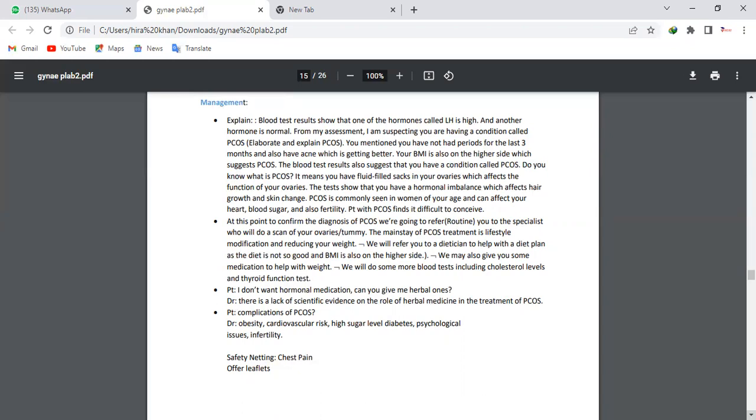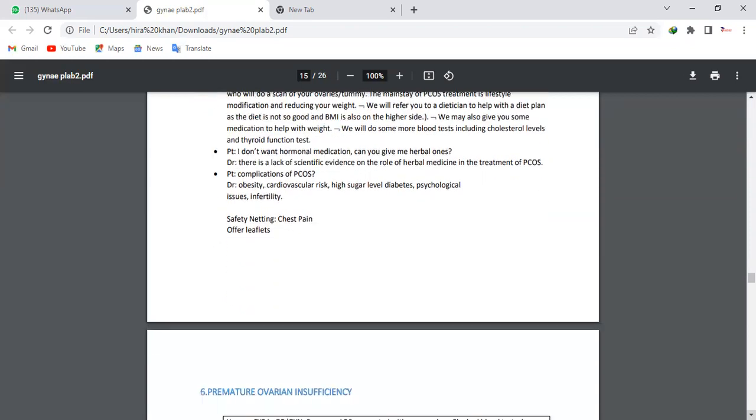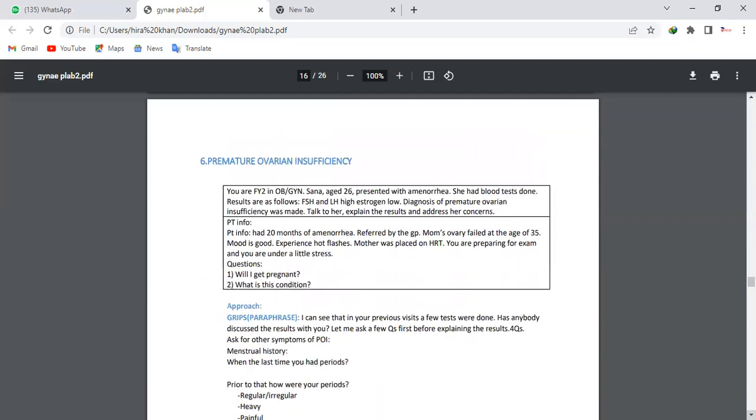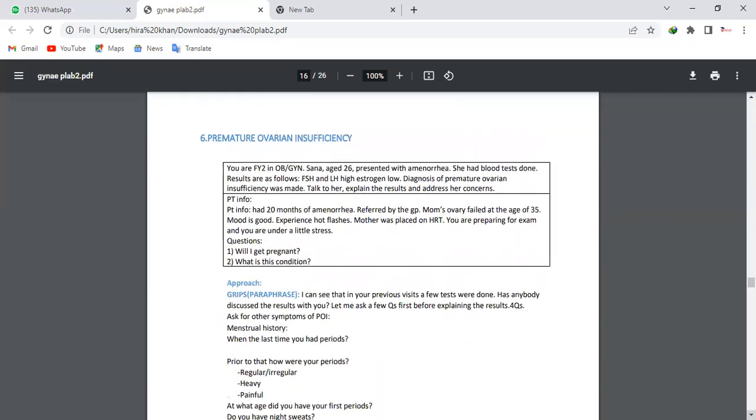Okay. And then the safety netting is chest pain. Why chest pain? Because with PCOS there are complications, like it can cause obesity, cardiovascular risk, psychological issues, infertility. So keeping in view the cardiovascular risk, the safety netting is chest pain. And also say suicidal thoughts. If the patient's mood is low, you can say, if you have any suicidal thoughts, you can come to us on an urgent basis. Okay. And offer leaflets. That's it.